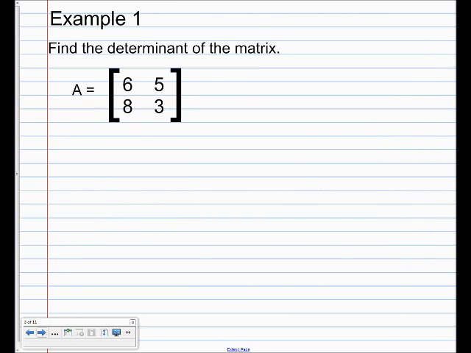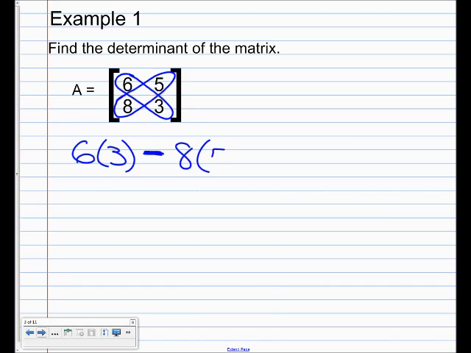The way that I start here is I always start with the first row, first column number. So what's the first row, first column number? 6. So I'm going to multiply 6 times 3 minus the other diagonal is 8 times 5. 8 times 5. So make sure you're using subtraction here.